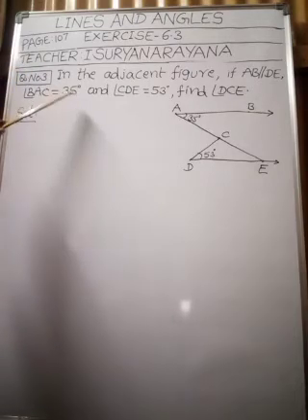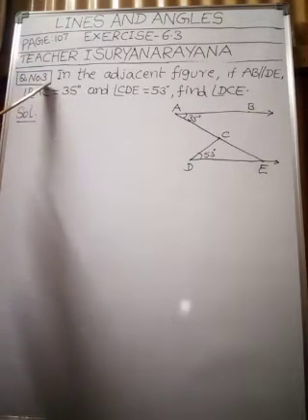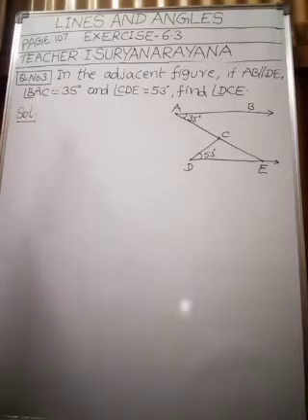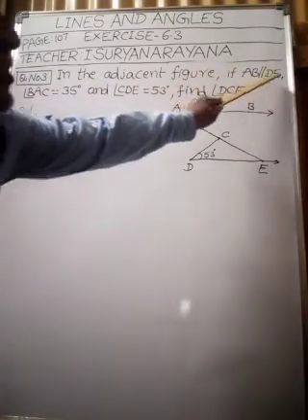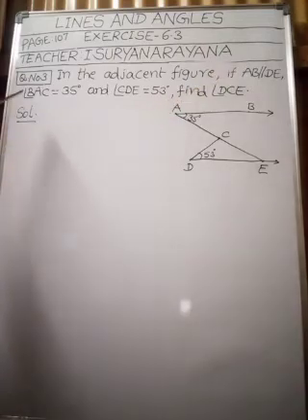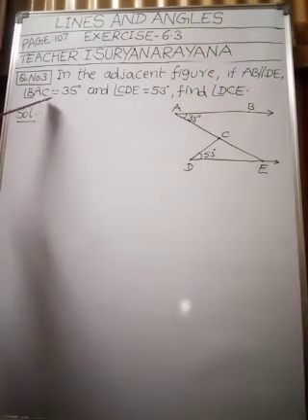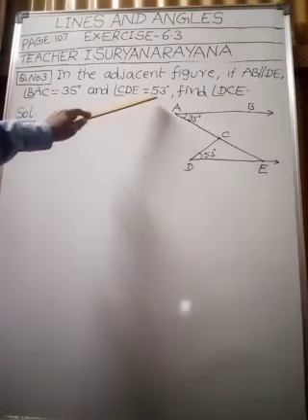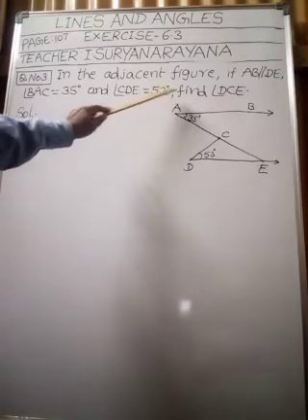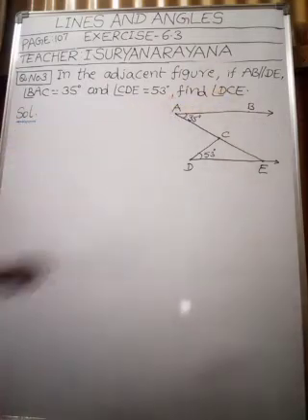Question number 3. Third question in the textbook in this exercise. In the adjacent figure, if AB is parallel to DE, angle BAC is equal to 35 degrees, and angle CDE is equal to 53 degrees. Find angle DCE. Understood this question, my children?